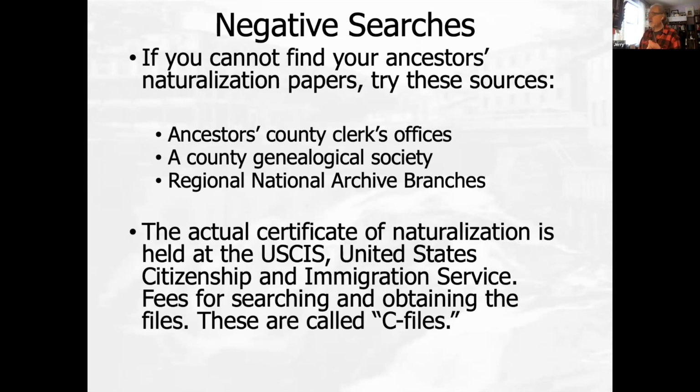So if you can't find your ancestors in these places, then you can try writing to the county clerk's offices, a county genealogical society, and the Regional National Archive branch, which is what I think Wayne was using for some of his research. And then the actual certificate of naturalization, that document, if it's not in your ancestors' files, then you have to go to the USCIS, and there are fees for searching and obtaining. These are called C files, which includes all of those documents I mentioned, plus correspondence that they might have had.